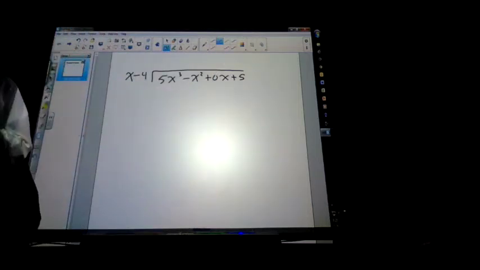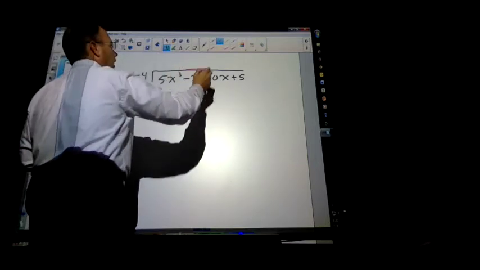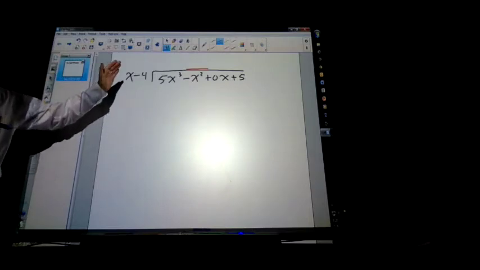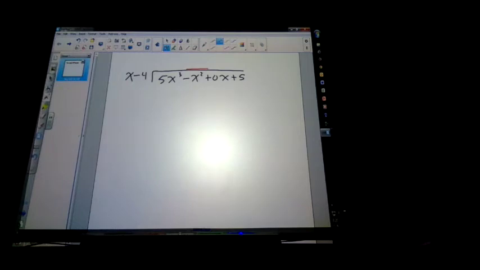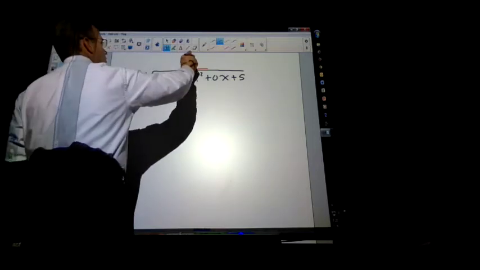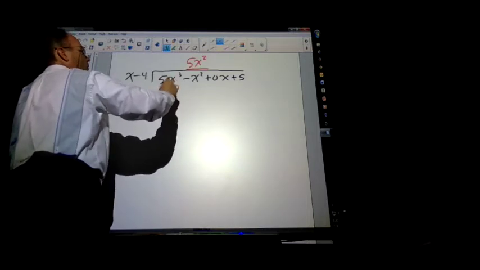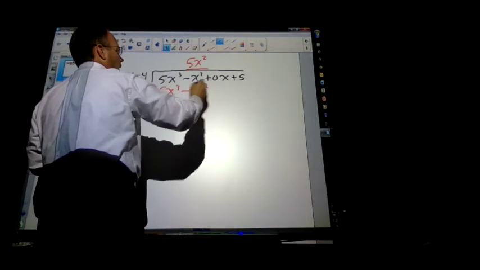Okay, so we started this and we said we have two terms we're dividing by. So how far over would we move? We'd move 2. And I always just put a little line right there. That tells me that's where I'm going to start with my dividing. So now I have to say, what should I multiply x by so I get 5x to the third? 5x squared, absolutely. Okay, and then you go 5x squared times x is 5x to the third. And then 5x squared times negative 4 is negative 20x squared.